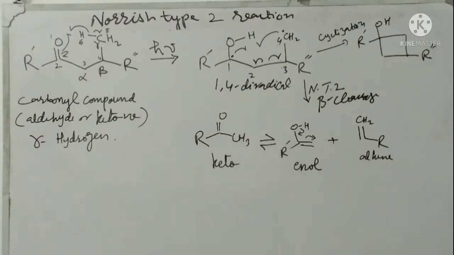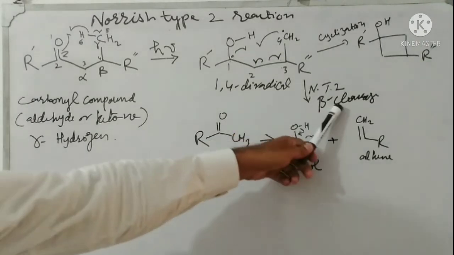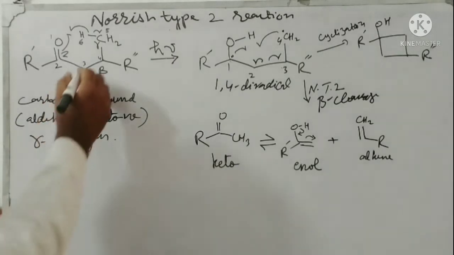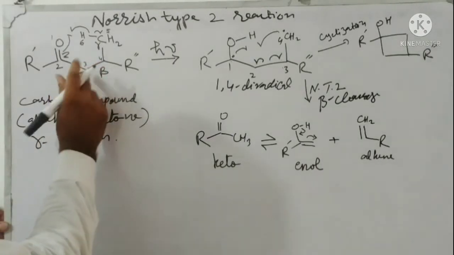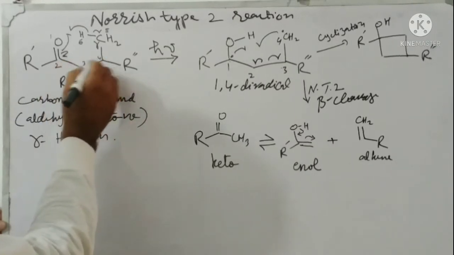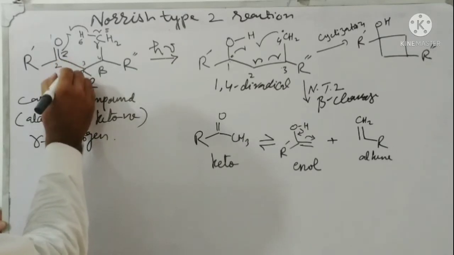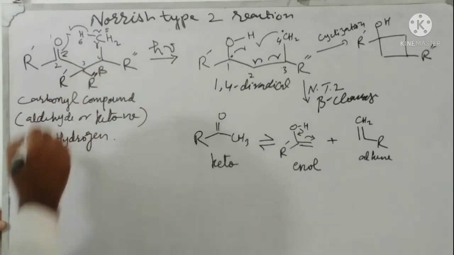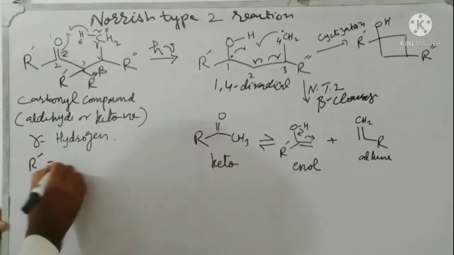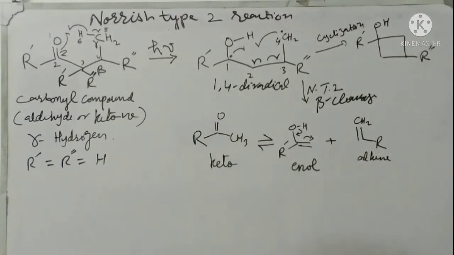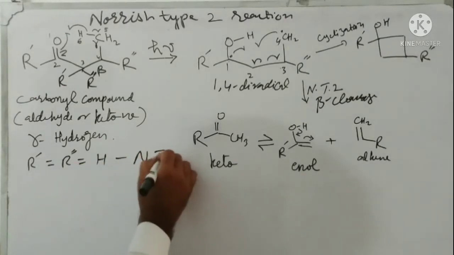This is a very important question: when will cyclization occur and when will beta cleavage occur? How can we distinguish? The answer is, if we write here on this alpha carbon R and R double prime, we distinguish these two groups. If both R and R double prime are hydrogen, then Norrish type 2 reaction will occur.